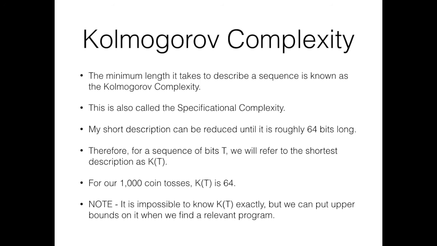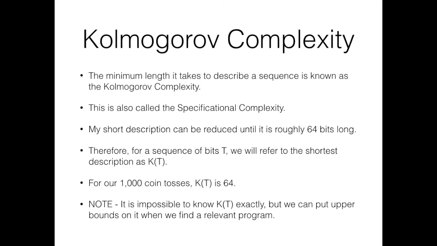So Kolmogorov complexity is the minimum length it takes to describe a sequence. And in terms of specified complexity, we also call this the specificational complexity. How complex is the specification of the sequence? So my short description can be reduced until it's roughly 64 bits long. Therefore, for a sequence of bits t, we will refer to the shortest description as kt. Okay? And so for our 1,000 coin tosses, kt is 64.